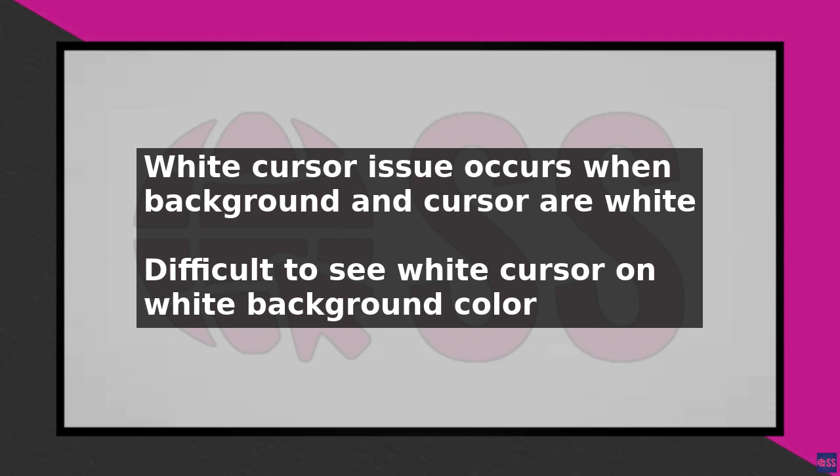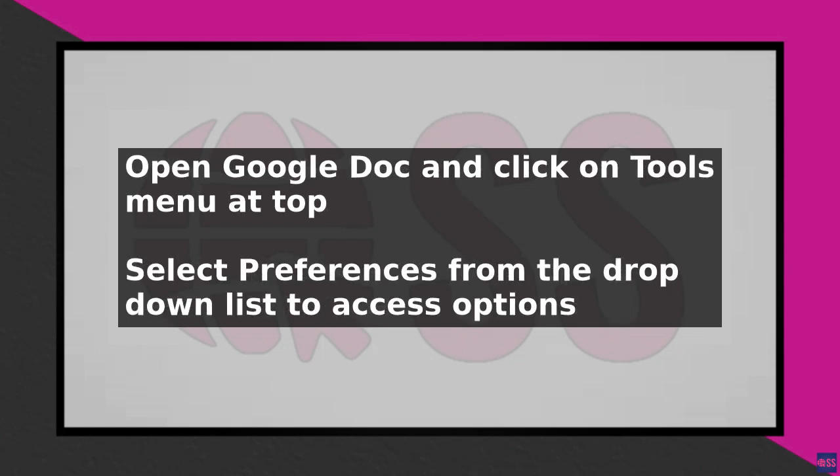To solve this issue, start by opening your Google Doc. Then, click on the Tools menu at the top. From the drop-down list, select Preferences. In the Preferences window, you will see several options. Look for the Editing section, where you can change the cursor color. Click on the box next to Cursor Color and select a color that contrasts with the background of your document.